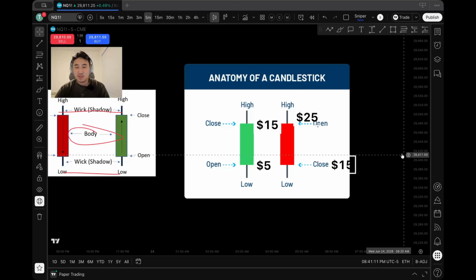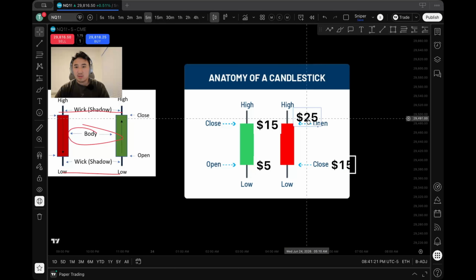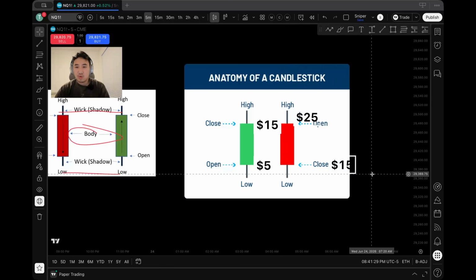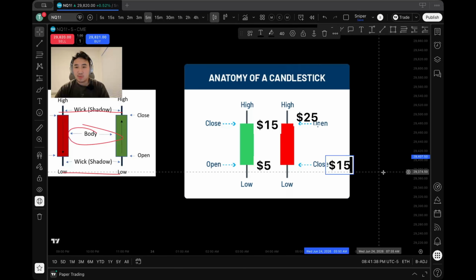The same thing goes for this bearish candle. Price opened at 25, but the high of that price, whatever that wick was, is anything higher than 25, let's say $30 or 26, 27, and so on. And then for the candle wick low, any price that's below 15 that pushed down here to create that wick, and then pushing back up to close at 15.